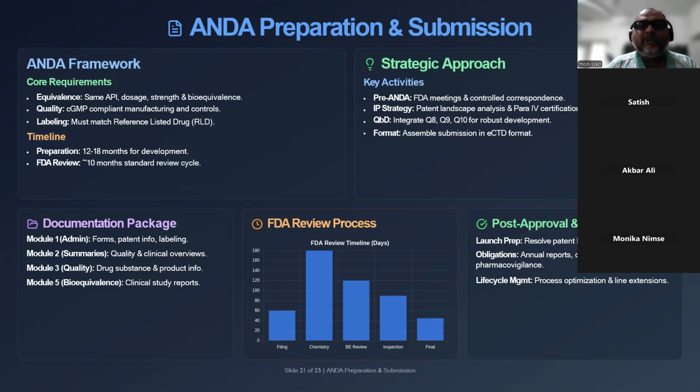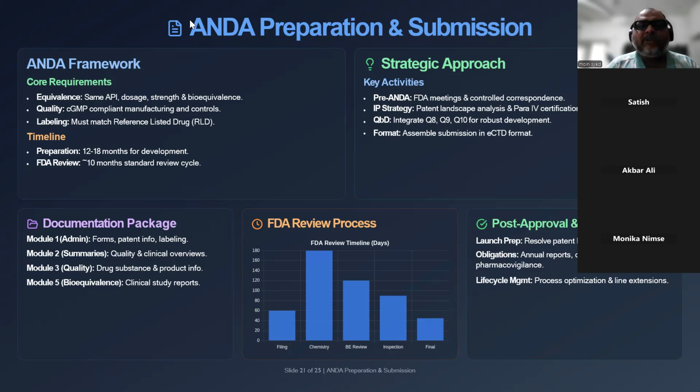So this is a requirement for ANDA. While submitting, you have to have the same API, same dosage, same strength, and a bioequivalence study. Quality, of course, wherever in whichever facility you are working, in that facility you need to have CGMP compliant manufacturing and controls. Labeling, in any ANDA, it is always compulsory to have labeling similar to RLD, exactly like RLD. You cannot have your own labeling.